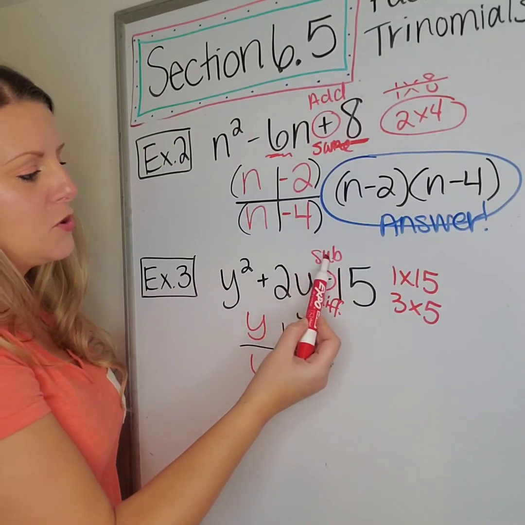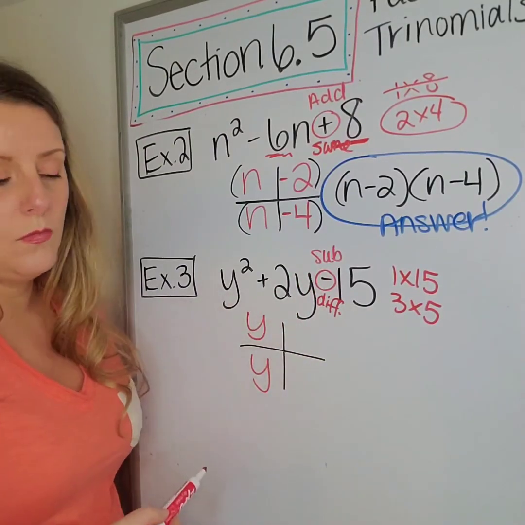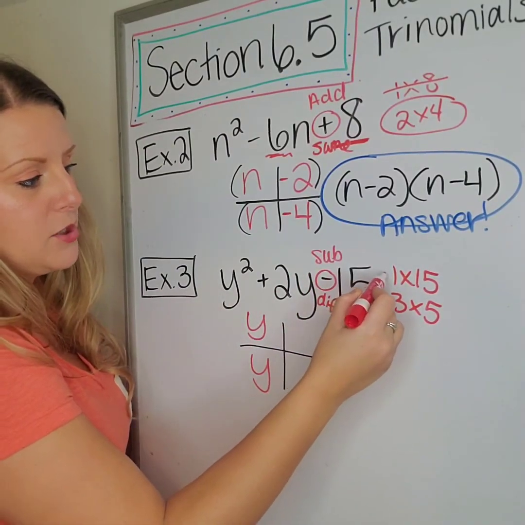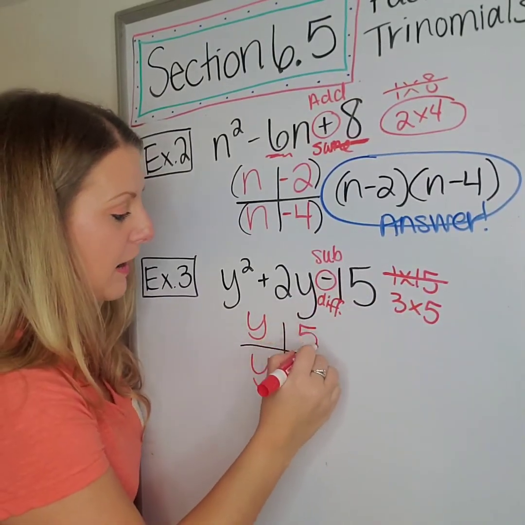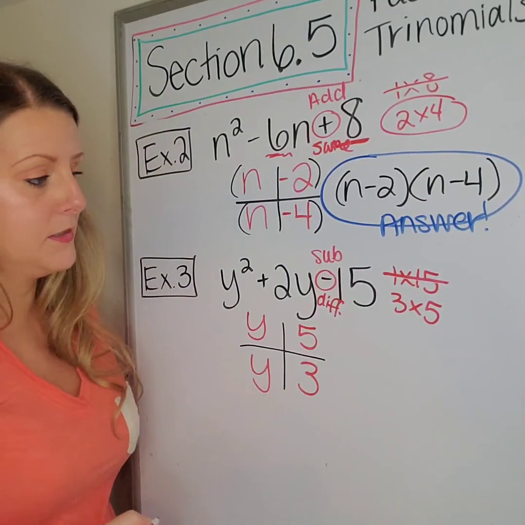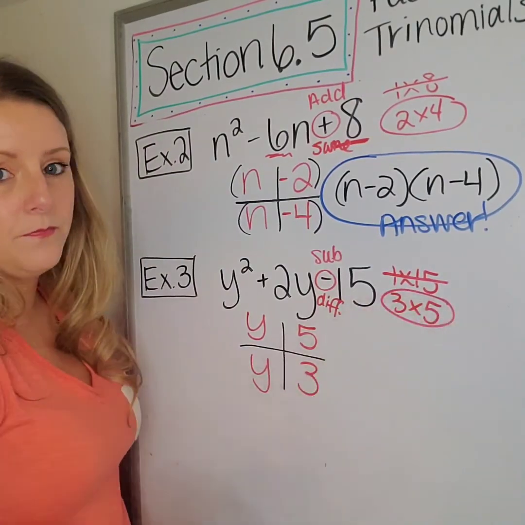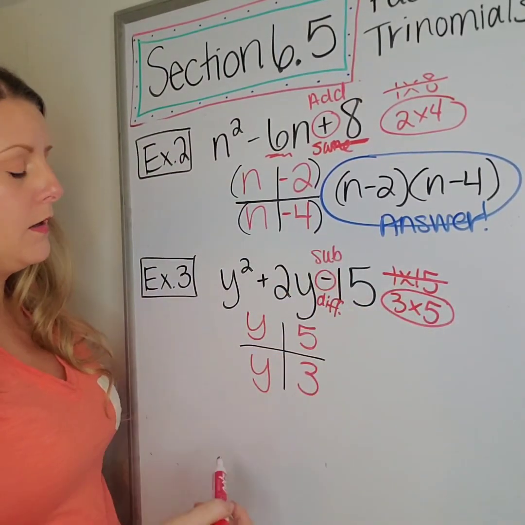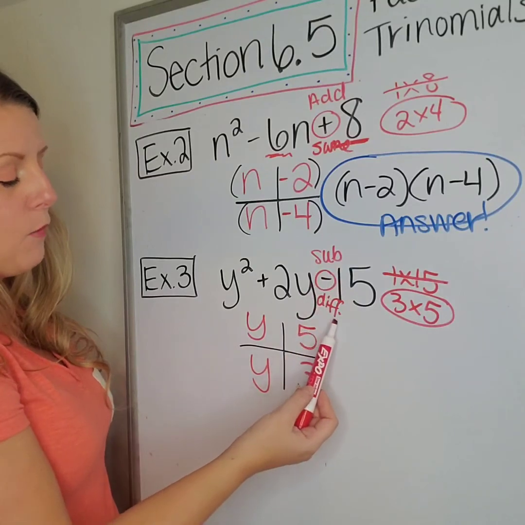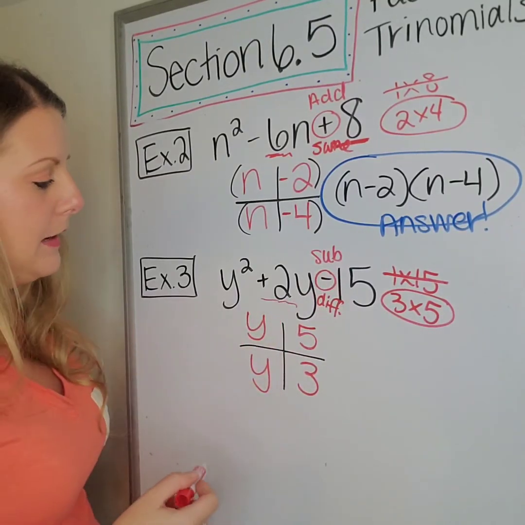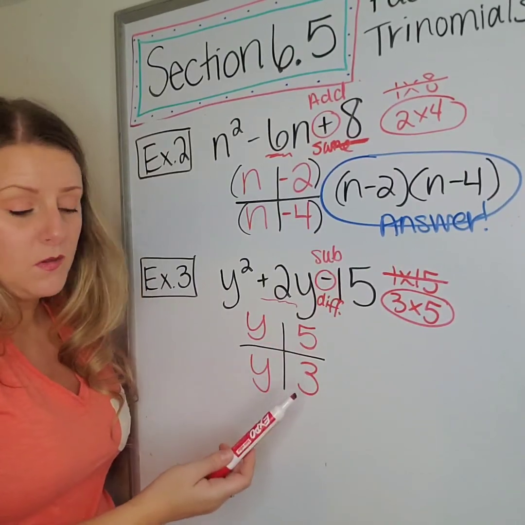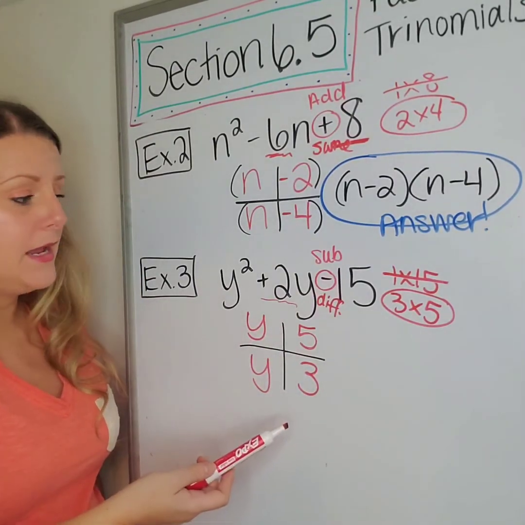I need them to subtract to make 2. Do these subtract to make 2? No. 5 take away 3, though, that works. So 5 take away 3 works, so I'm going to use this option. Only one option will work. They're subtracting, and I want them to be different symbols to make a positive 2. Now, they have to be different symbols. One has to be positive and one has to be negative.